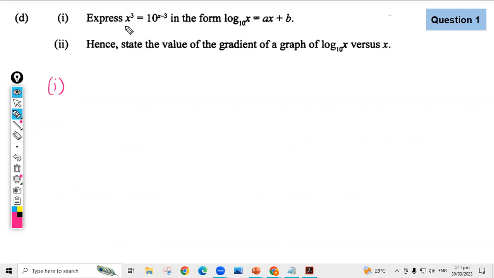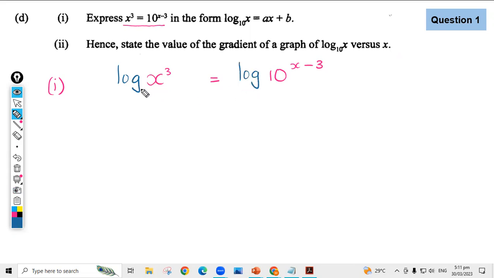Express, well, I think this one, we're going to have to log both sides. So we have x to the power 3 is equal to 10 to the power x minus 3, sorry. And we're going to log both sides. So if I log this side, I have to log the other side.